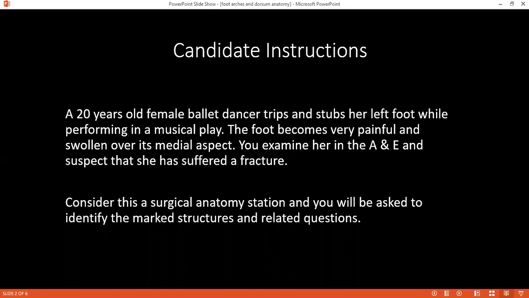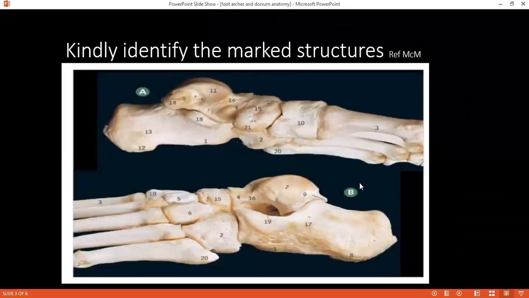Right. So if you have read and understood, considering it's surgical and administration, kindly tell me what are you looking at in picture A and B? Picture A is the medial aspect of the foot, and picture B is the lateral aspect of the foot.